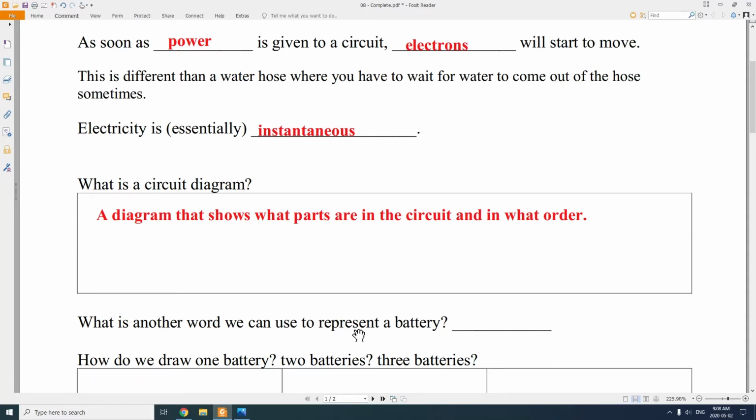Throughout the lesson, you'll notice that sometimes instead of saying battery, we use the word cell. Okay, so another word we can use to represent battery is cell. So for example, we might say, oh, this is a 3-cell battery. Really just means it's like 3 AA batteries connected together, for example.